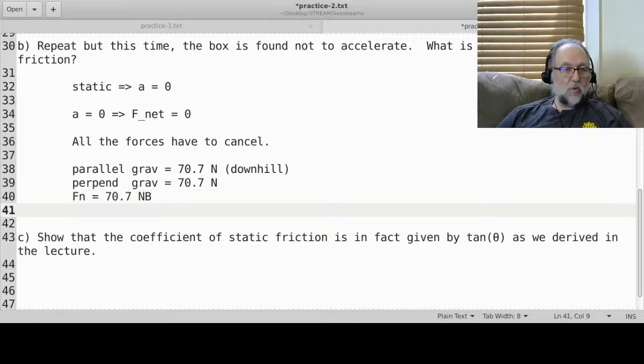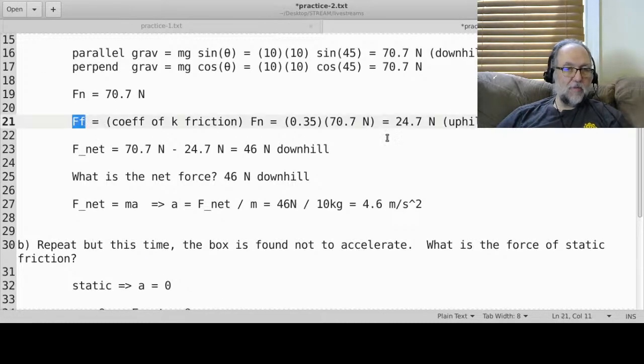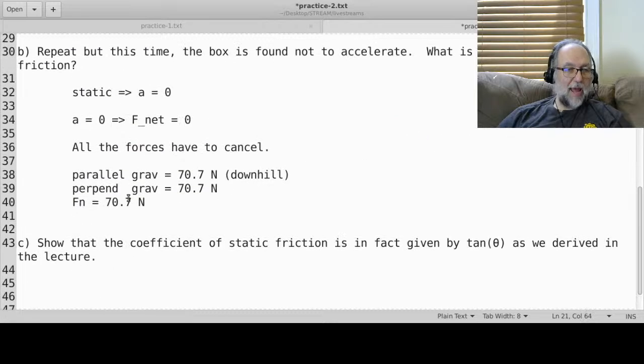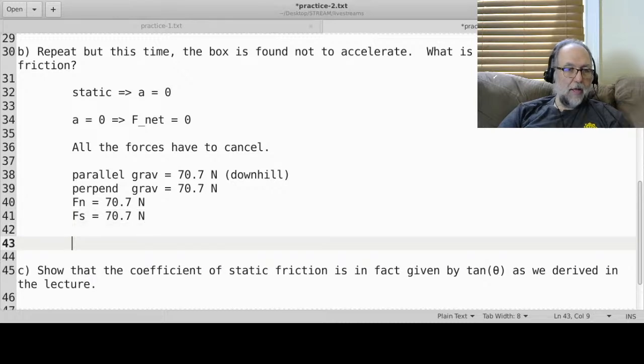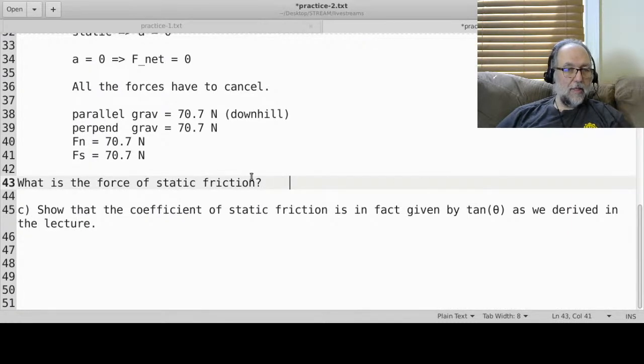Okay. What changed was here we had FF equal to 24.7. Now we have F static friction, and that's also going to equal 70.7 newtons. Okay. So in answer to the question, what is the force of static friction? The answer is it's 70.7. Okay, so there's that.